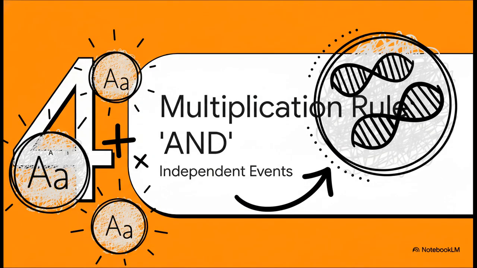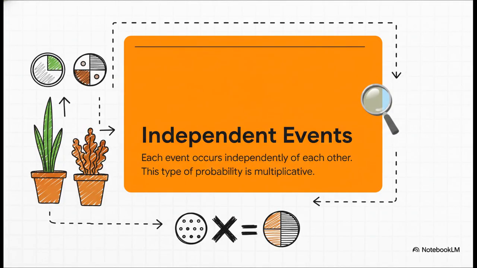But what if we want to know the probability of two different things happening together? Not one or the other, but one and the other. For that, we need our second big tool, the multiplication rule. This rule is for what we call independent events, where the outcome of one has absolutely no effect on the outcome of the other. For instance, a plant's height is totally independent of its seed texture. So, to find the probability of both of those things happening, you multiply their individual probabilities.